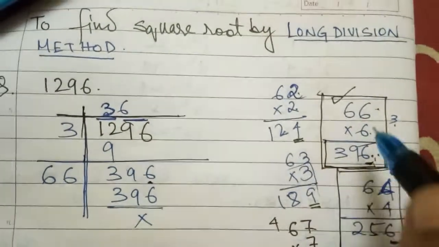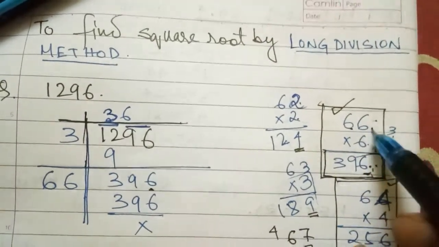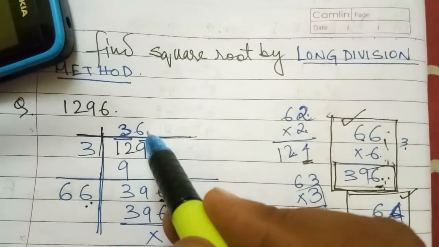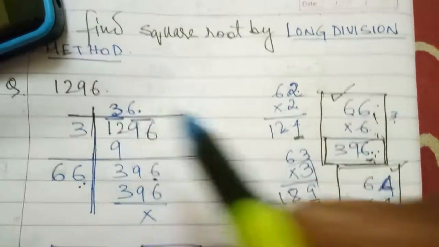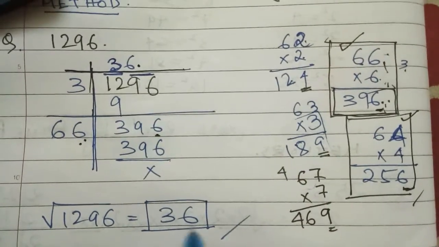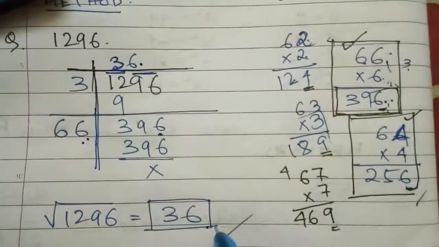Okay. Now which number do I multiply? 6 with 6 and 6. Now I have written 6 over here. When you write down 6 over here, write down the 6 over here also. Okay. Now from here, root over 1296 is equal to what? 36.